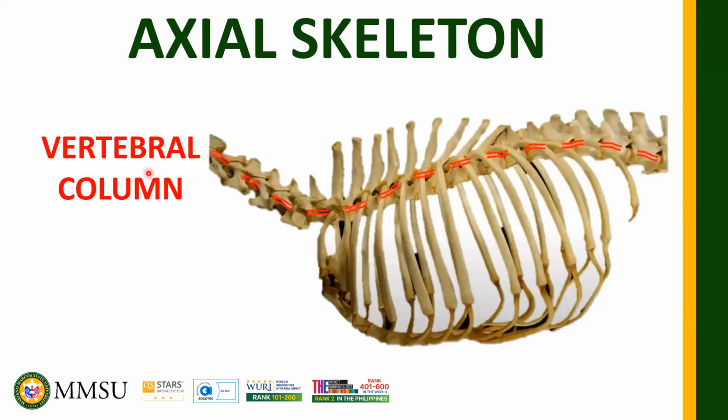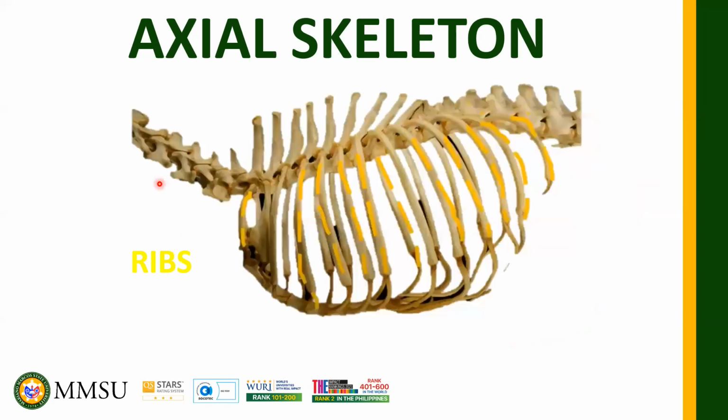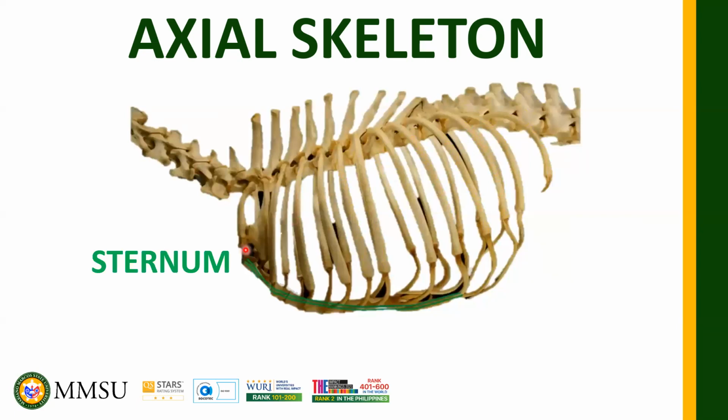So if we look at the vertebral column, this figure is usually located at the dorsal midline of the body of an animal. And then for the ribs, this usually forms the lateral bony structure that supports the thorax. And then we have the last one, the sternum. This is located at the ventral midline of the body of an animal.